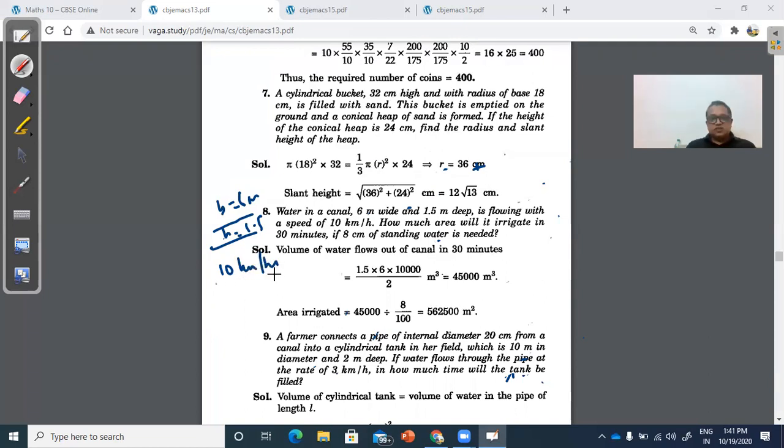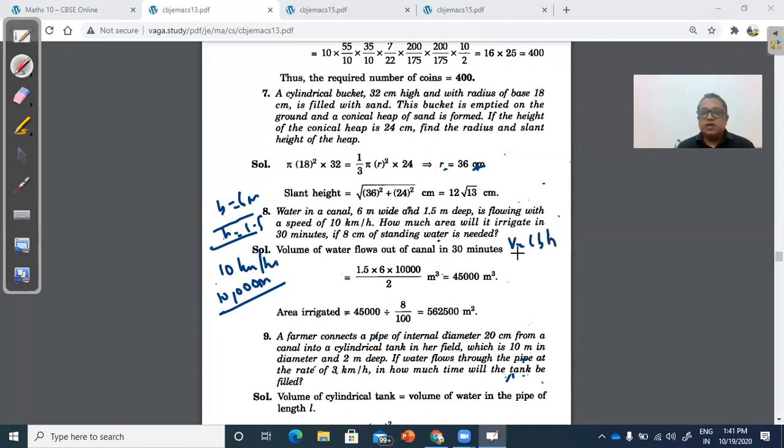In physics, you have done this, that speed is distance upon time. So this is the speed. So distance is 10 km, time is 1 hour. So 10 km, when I convert into meter, that is going to be 10,000 meters. So first I am going to find out the volume of water that is going to come out in 1 hour. So volume is LBH.